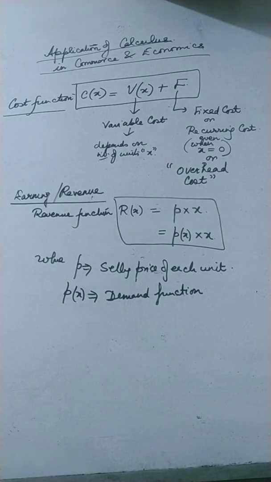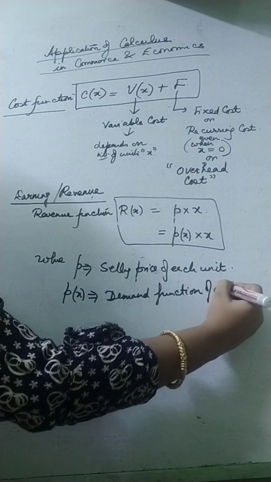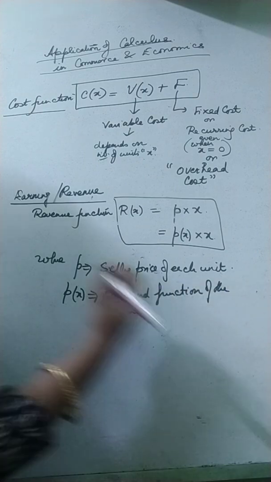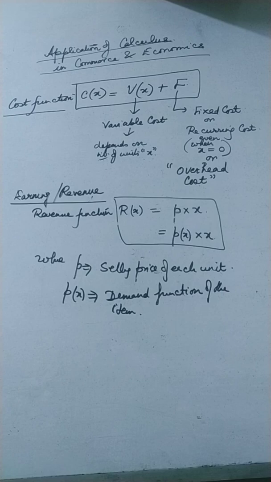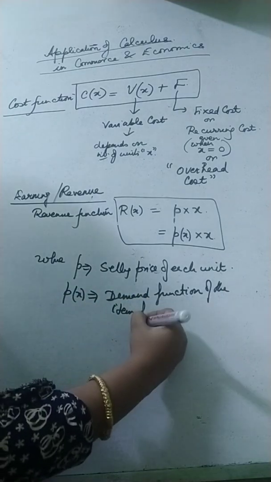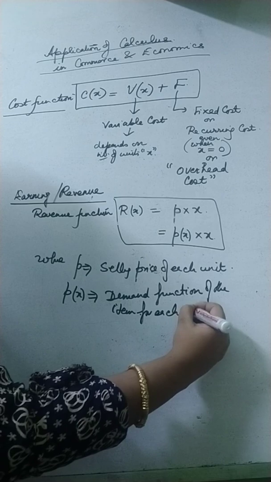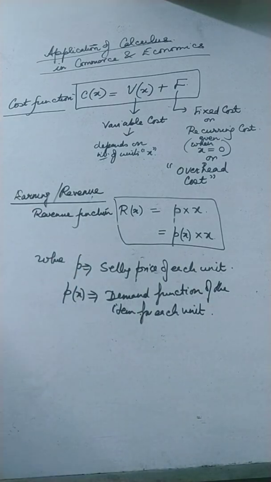So that is what I've written, where P depends on what is given in the question. If the selling price of each unit is given, then you will use the first expression to find the revenue function. If the demand function is given directly, then obviously you will use the second expression. You will substitute the demand function of the item for each unit, and this will give you your revenue.